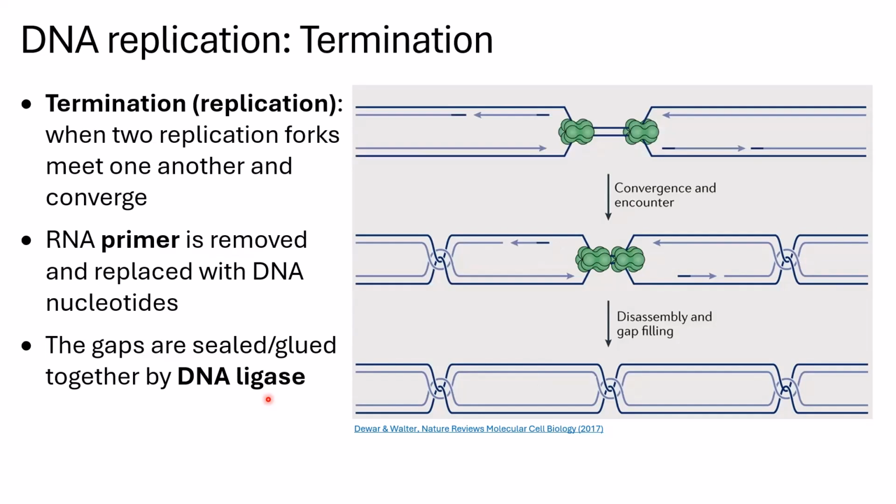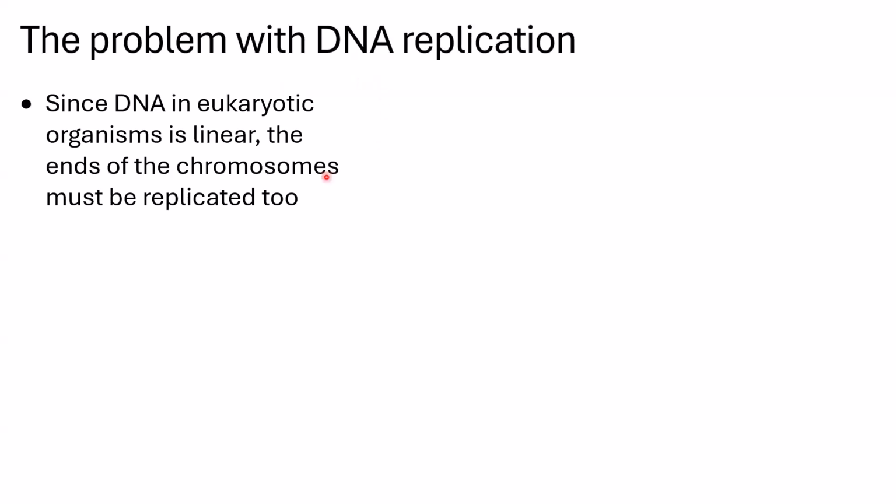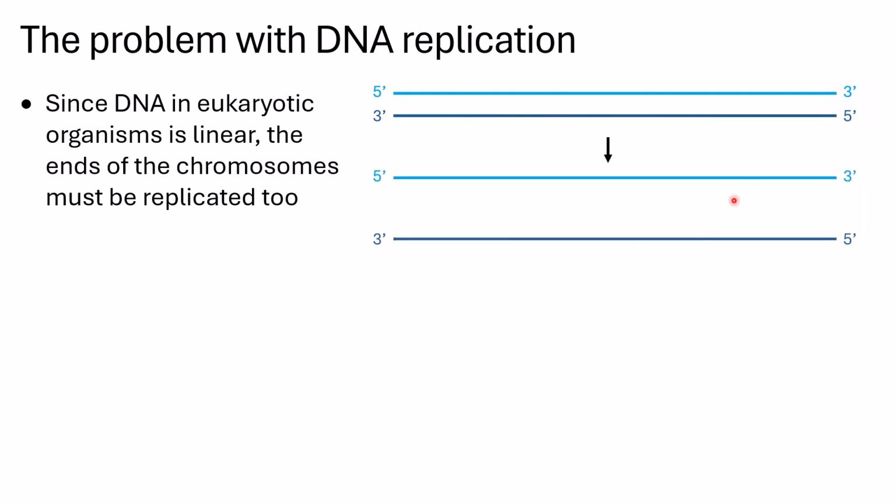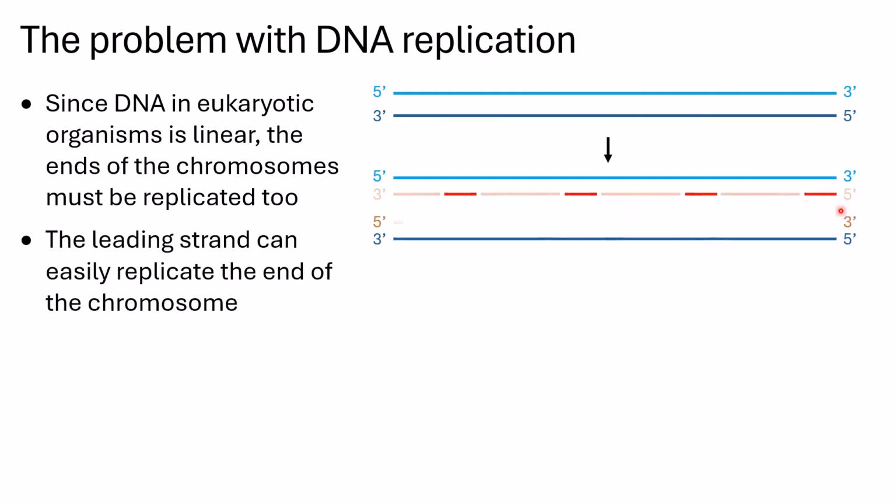It essentially takes the 3' end of one nucleotide and attaches it to another existing fragment of DNA. One of the problems with DNA replication of linear chromosomes is that the ends of the chromosomes also need to be replicated. These two strands represent the original strands of DNA, with the end of a chromosome on the right. The strands separate, and new strands are synthesized. The lagging strand has to set down a primer at the end of the chromosome, while the leading strand can easily replicate the end of the chromosome.